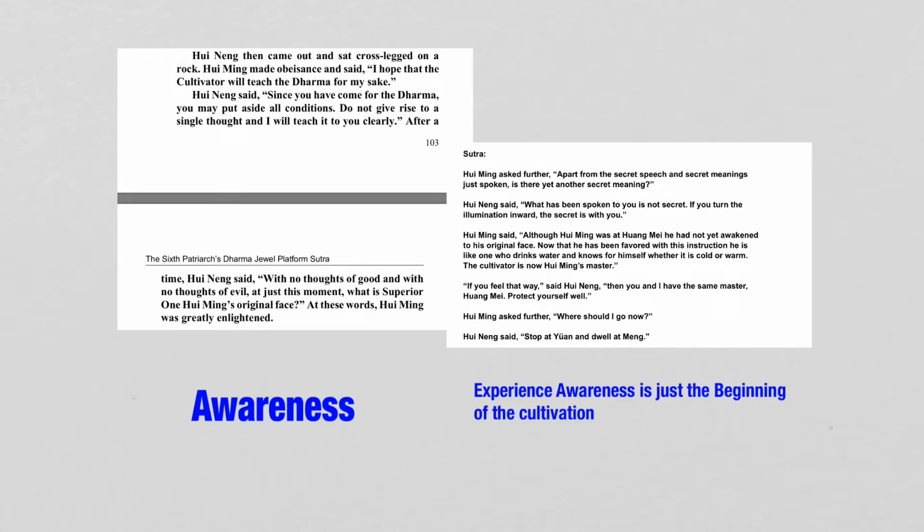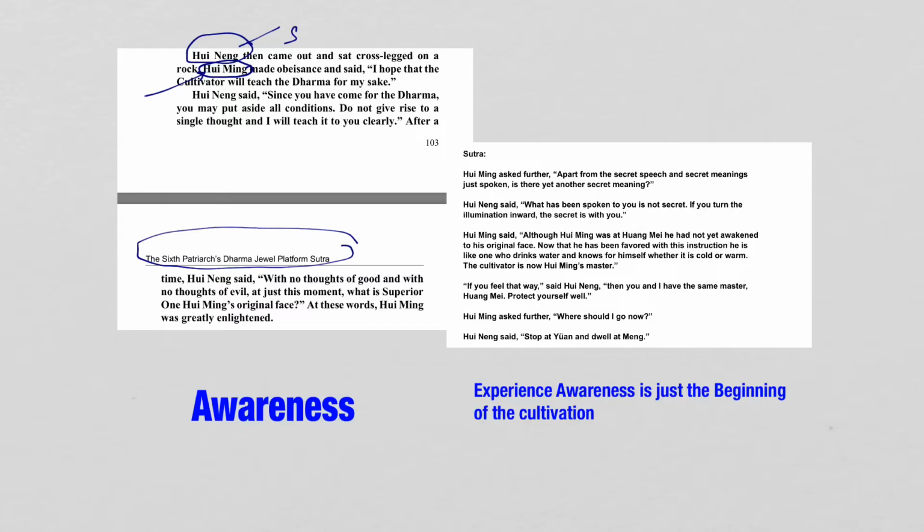This is the Sixth Patriarch Sutra. In the Sixth Patriarch Sutra, there is a person, Hui Ming, who is chasing Hui Neng, the Sixth Patriarch, and asking him to teach him the Dharma. Of course, this is the Sixth Patriarch of Zen, so it is a Zen Dharma, right?